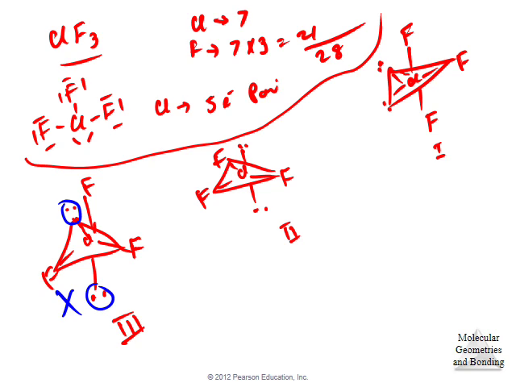Now focus only on 1 and 2. And none of these have 90-degree lone pair interaction. In structure number 1, you might think that this is 90 degrees, but truly this is a 120-degree angle. So we don't need to worry about that 90 degrees. So there is no 90-degree lone pair interaction in 1 or 2.